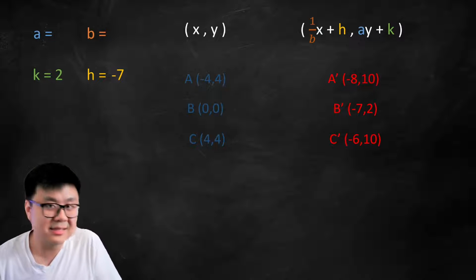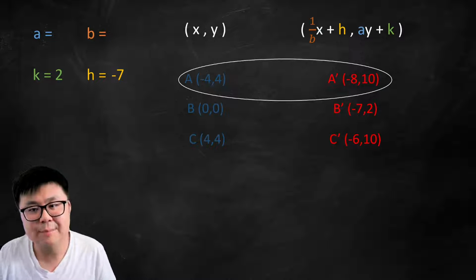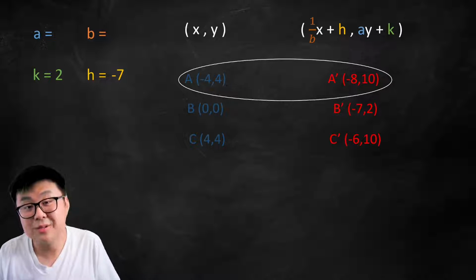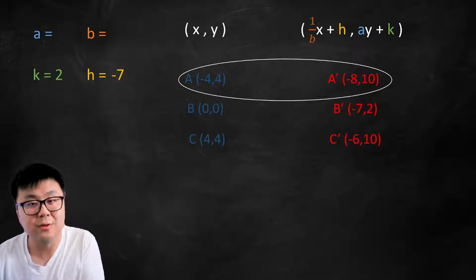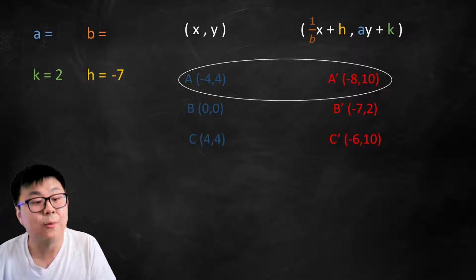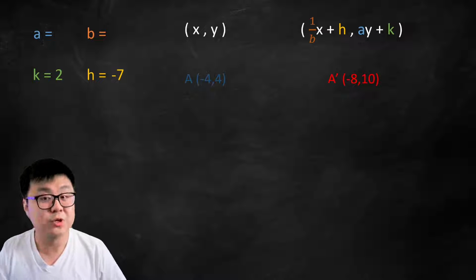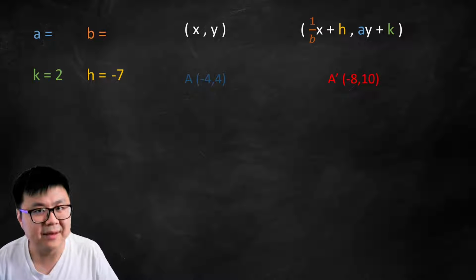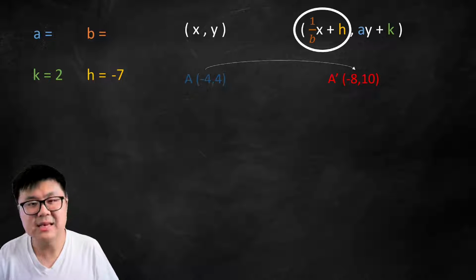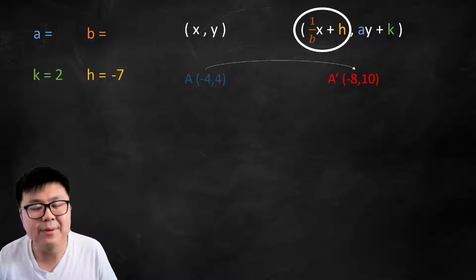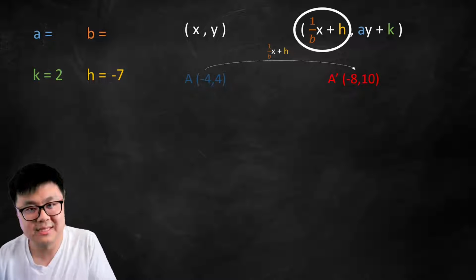So we can take, let's say, the first point in this case, from A, which is -4, 4, all the way to A prime, which is -8, 10, and we can do some detective work now to figure out what my A and B values were to make those changes happen, knowing that we have an H and K value already. Let's look at the X coordinates first, which means we're going to be figuring out our B value first. So our X coordinate went from -4 to -8, and we know the only way for this to happen is through the mapping notation of 1 over B times X plus H.